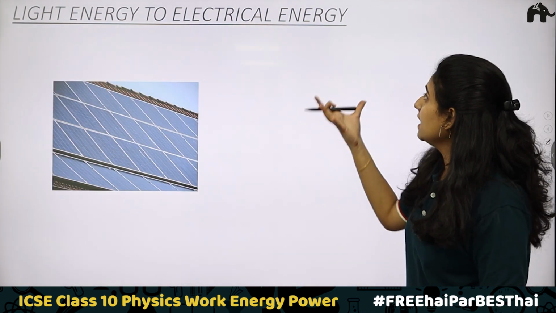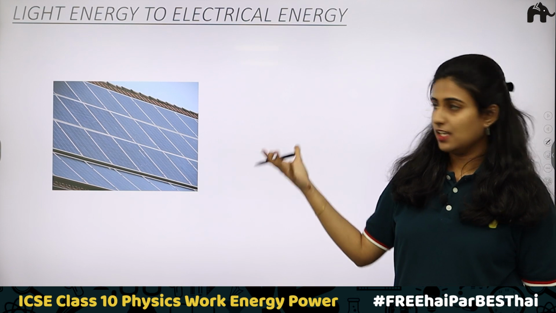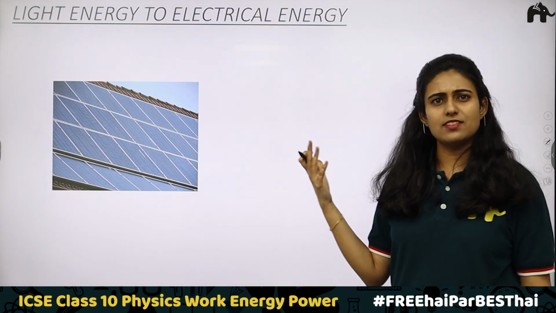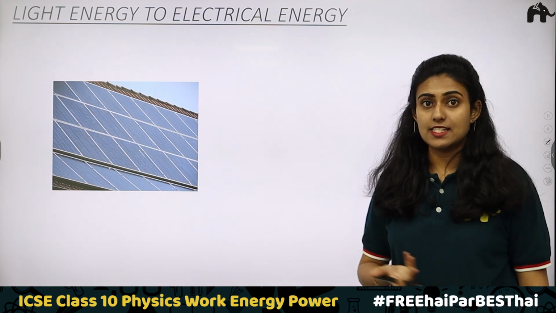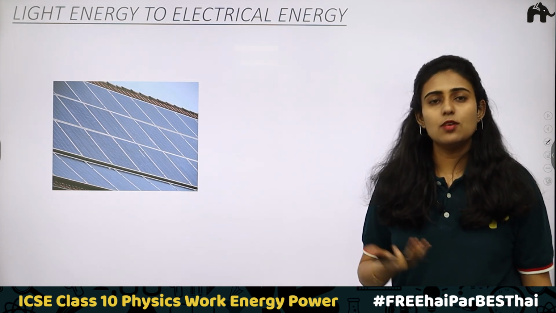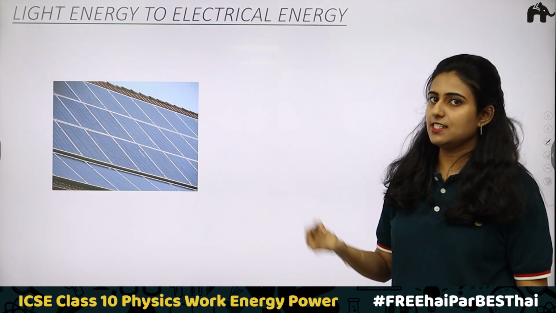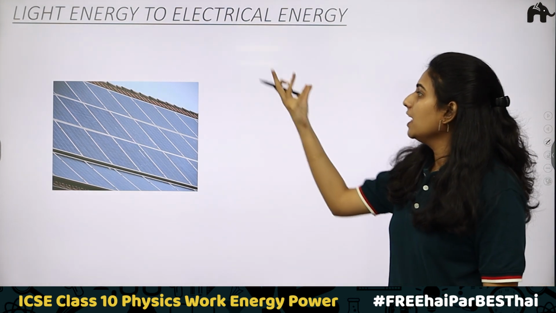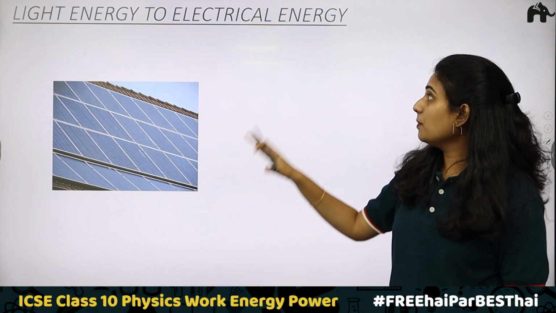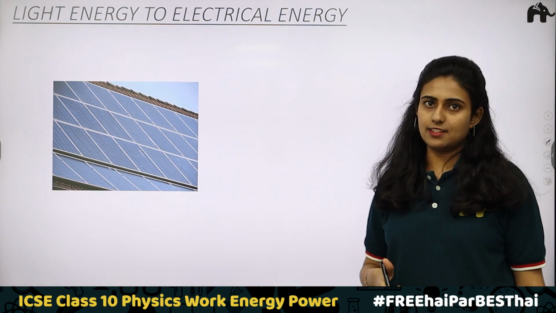Next, light energy getting converted to electrical energy. In the case of solar panels, we have discussed solar panels, photoelectric cells, and solar cells. Here what is happening? From the Sun, light energy is being absorbed. That is, both heat and light are being absorbed. Here the light energy is absorbed and converted into electrical energy.